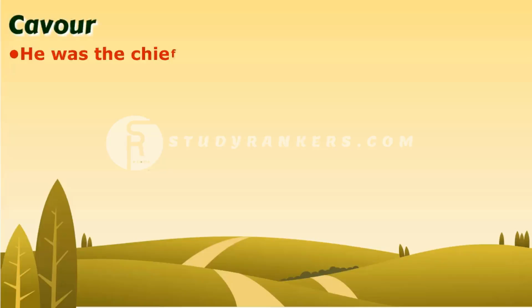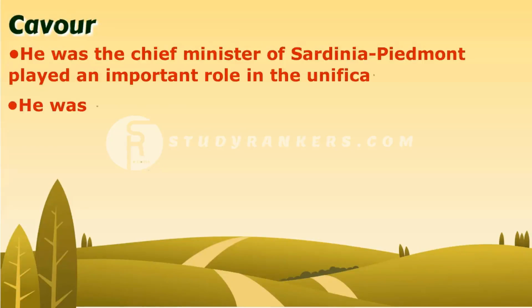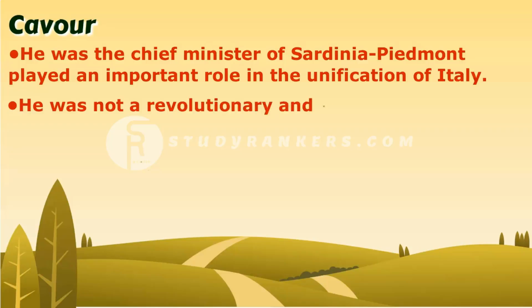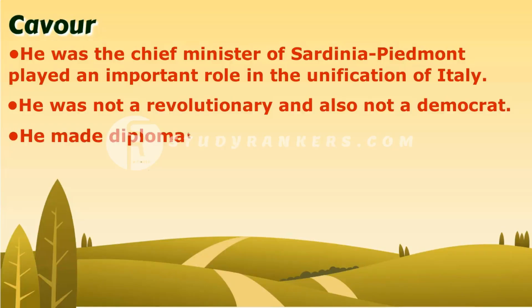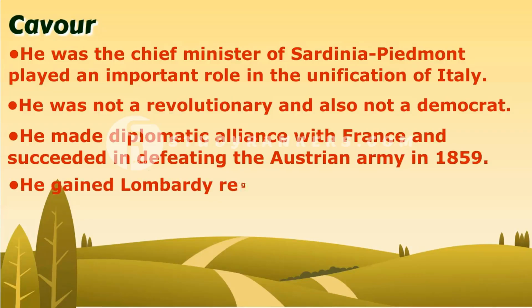Cavour, who was the chief minister of Sardinia-Piedmont, played an important role in the unification of Italy. He was not a revolutionary and also not a democrat, meaning a supporter of democracy. Like any Italian elite, he spoke French much better than Italian. He made a diplomatic alliance with France and succeeded in defeating the Austrian army in 1859. He gained the Lombardy region through this war.